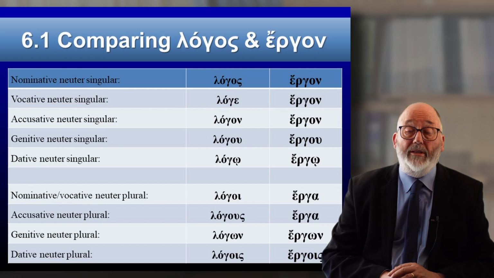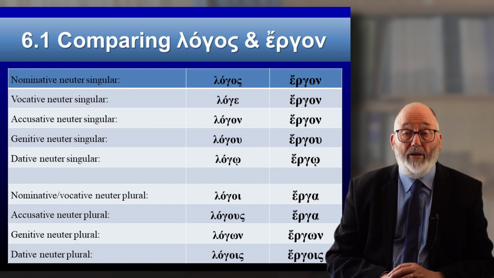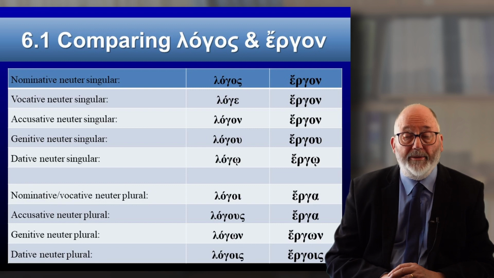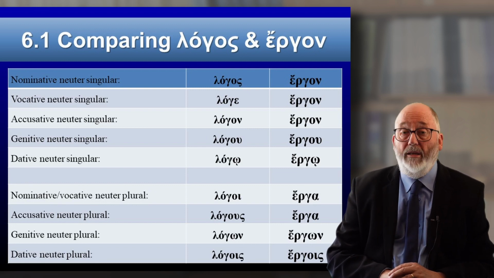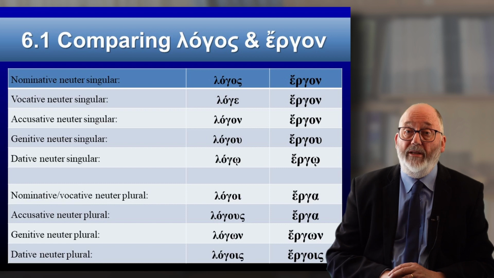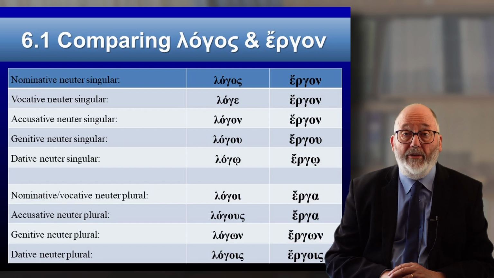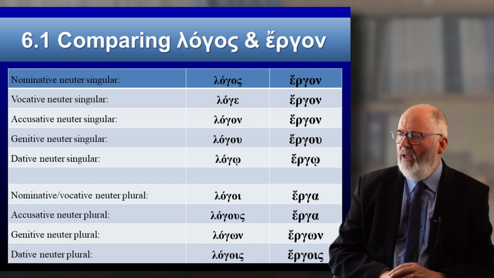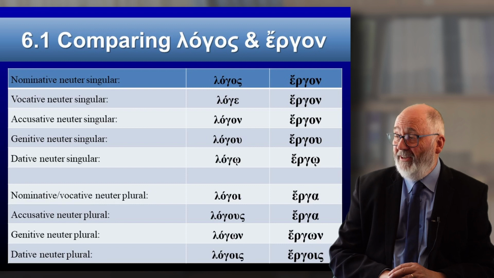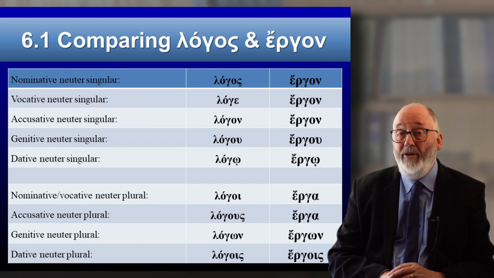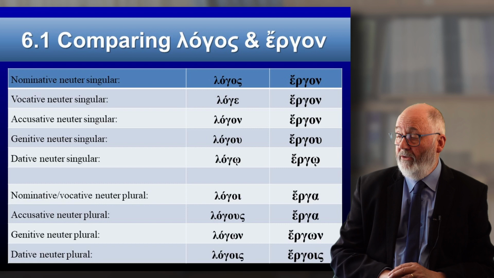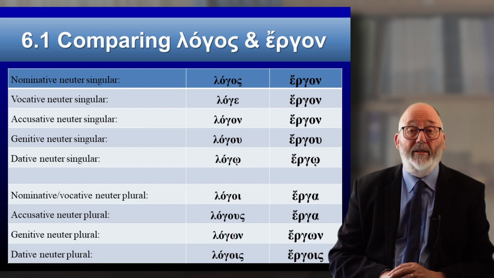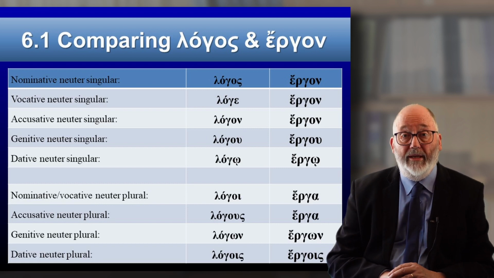Now, did you notice the similarities to logos? Logos is the pattern word we use for the second declension masculine nouns. And as you can see, logos has different forms for the nominative, vocative, and accusative singulars, and the nominative and accusative plurals. On the other hand, ergon just has ergon, ergon, ergon in the singular, and erga, erga, erga in the plural for those 3 cases.